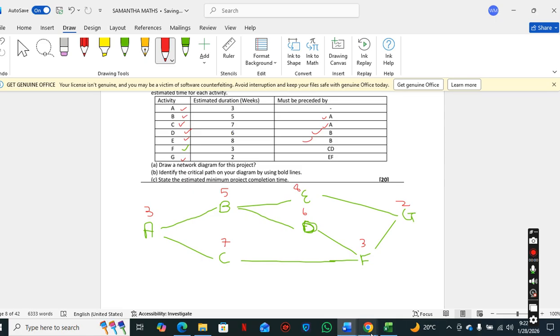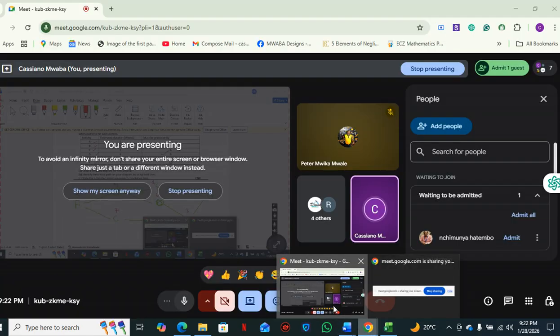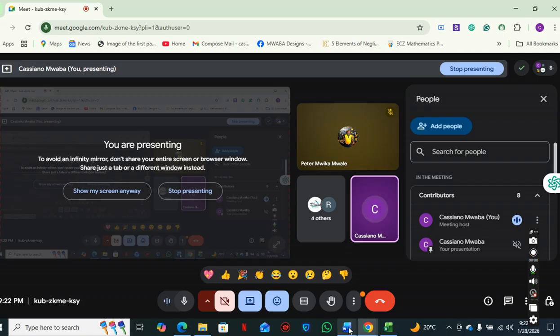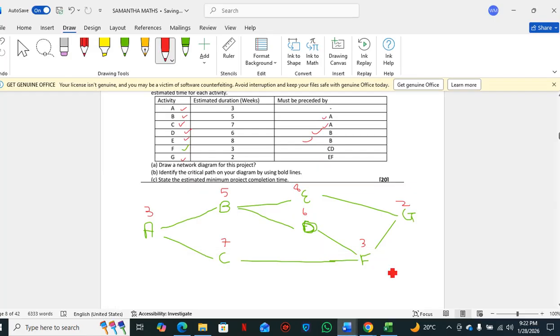Okay, we'll go to part B, identify the critical path. Here, as we're identifying the critical path, we want to find the shortest time possible. We're going to be looking at the shortest times possible, because we want to complete the project. So we're looking at the critical path.